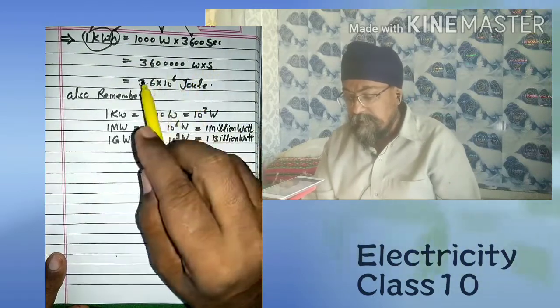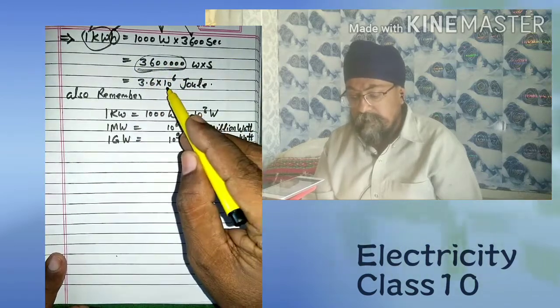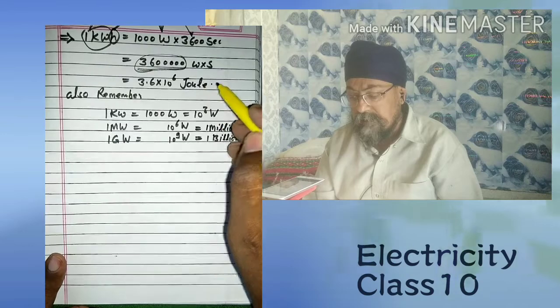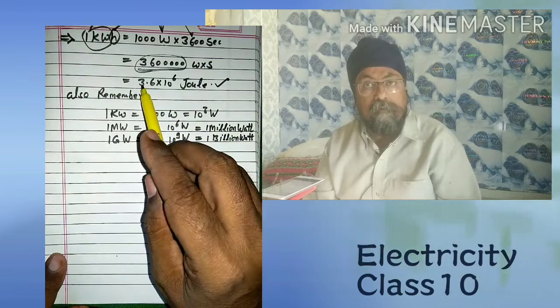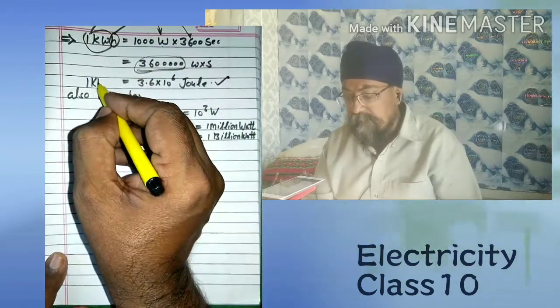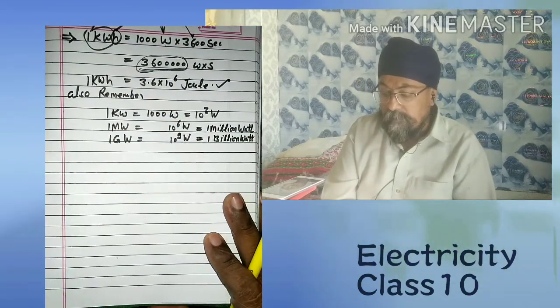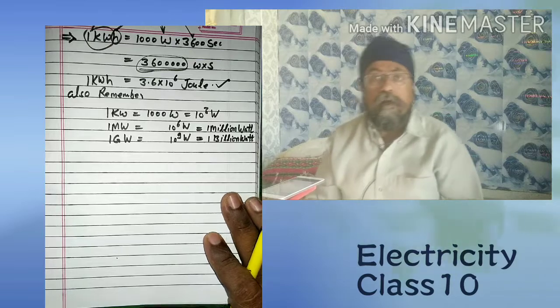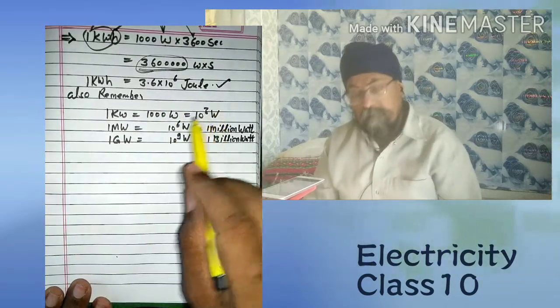That is 3600 kilo watt second. We can write in standard form 3.6 into 10 to the power 6. Watt into second is known as joule, the SI unit of energy. So it is 3.6 into 10 to the power 6 joule. That is the energy contained in 1 kilowatt hour. Also remember, 1 kilowatt equals 1000 watt, that means 10 to the power 3 watt.